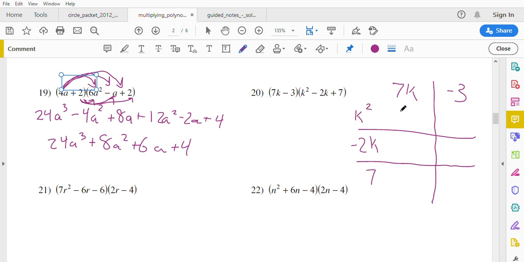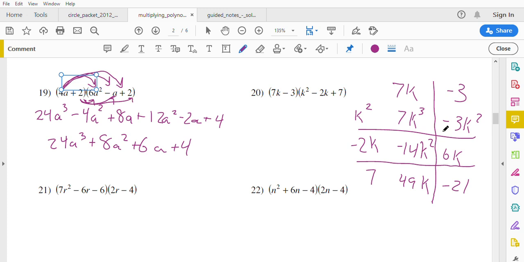k squared times 7k, I'll have 7 times 1, and I have 1, 2, 3 k's. I have k squared times negative 3, that's negative 3k squared. I have negative 2 times 7, that's negative 14, and I have 1, 2 k's. I have negative 2 times negative 3, which is going to be 6, and I just have a 1k. I have 7 times 7 is 49, and just a 1k there. 7 times negative 3 is going to be negative 21.